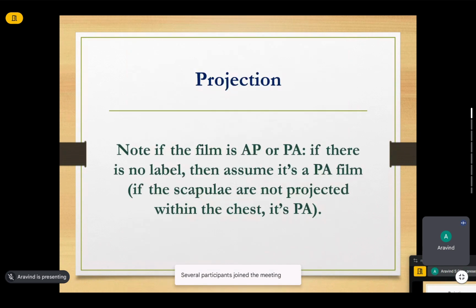Next, projection. Coming to projection, you have to check whether the film is taken in AP view or PA view. There are other views also, lateral view and others, but in this presentation we'll consider these two views, considering the time constraints. Usually they go for PA view. But if the patient is bedridden or unable to stand up, they'll go for AP view. If there is no label or annotation regarding the projection, we have to assume that it is a PA film.